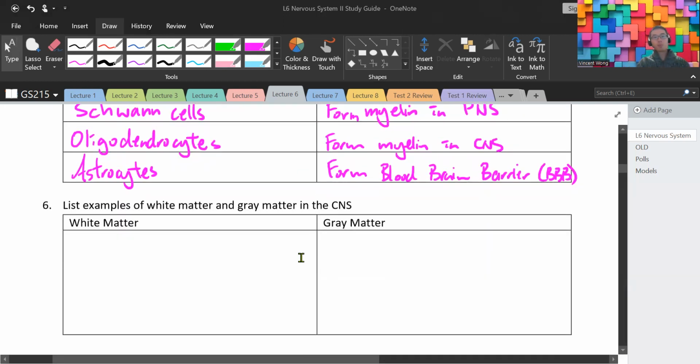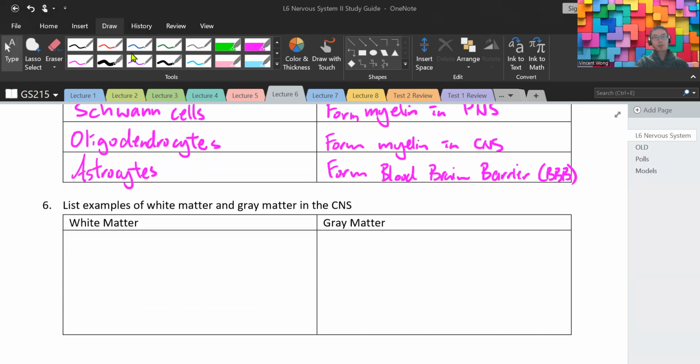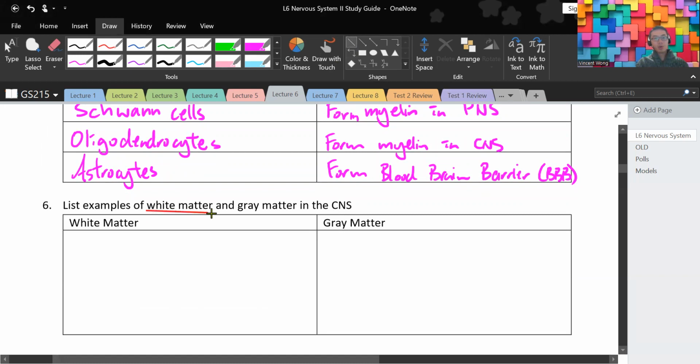List examples of white matter and gray matter. Probably we should briefly talk about what they are. So white matter is, for the most part, responsible for transmitting signal. They're like cables, basically. Whereas the gray matter, they are more for integration of information.